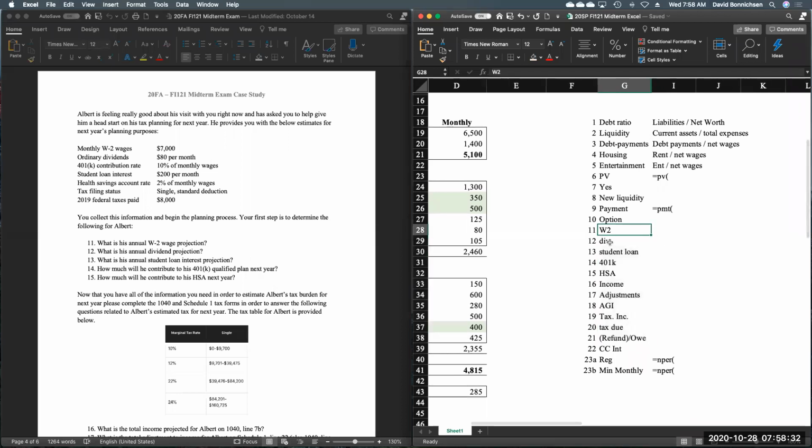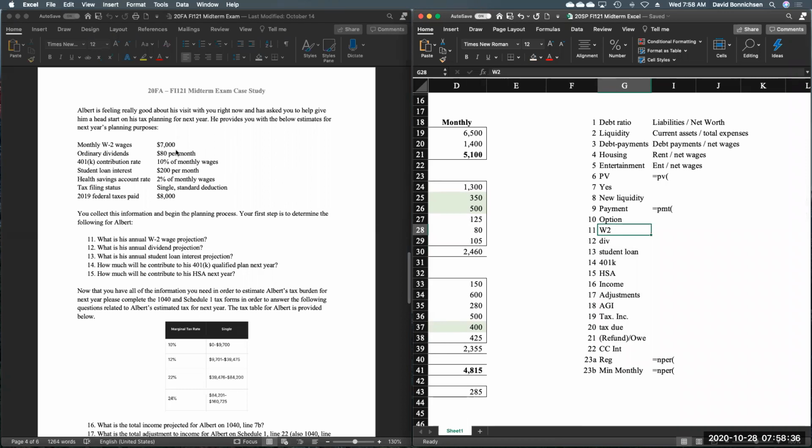Okay, W-2, what are his W-2 wages? Well, we're told he makes $7,000 a month. So we just do 7,000 times 12, done. Question 12 was, how much dividends does he get? Well, he gets 80 bucks a month, so 80 bucks times 12. Question 13, student loan interest projection. He pays 200 a month, so 200 times 12, done.